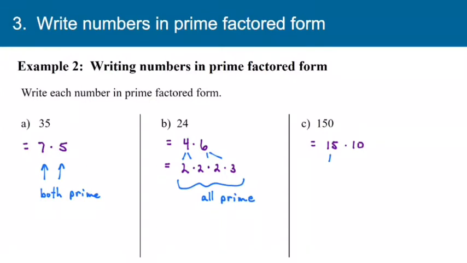So 15 can be written as 3 times 5, and 10 can be written as 2 times 5. So now we see that 150 is 3 times 5 times 2 times 5. And those are all prime numbers, so this is the prime factoring for 150. And again, the order that the factors are in does not make any difference. You could rearrange these factors into any order, and they would still be correct, and MyLabs Plus would still accept them as the correct answer.